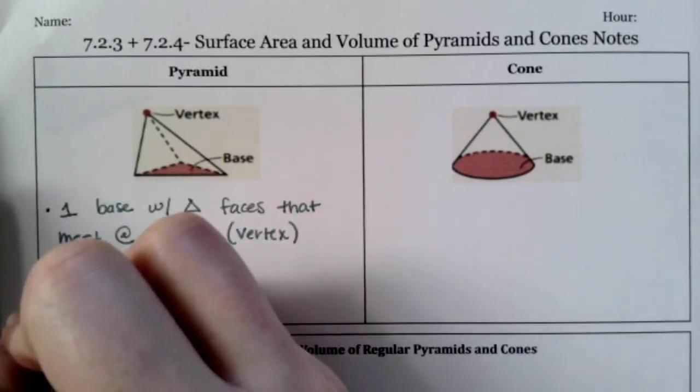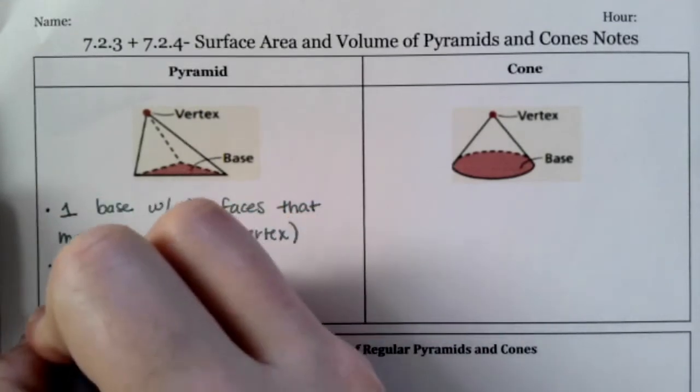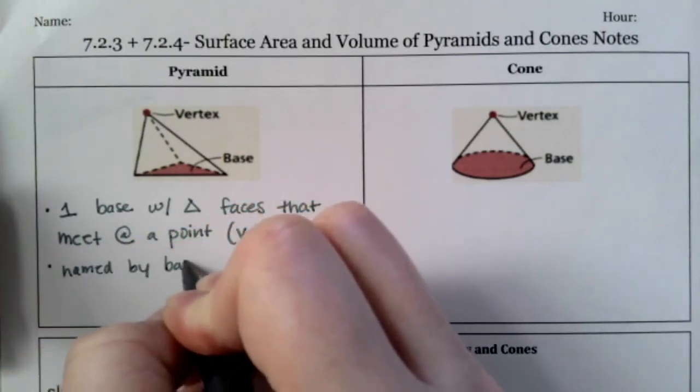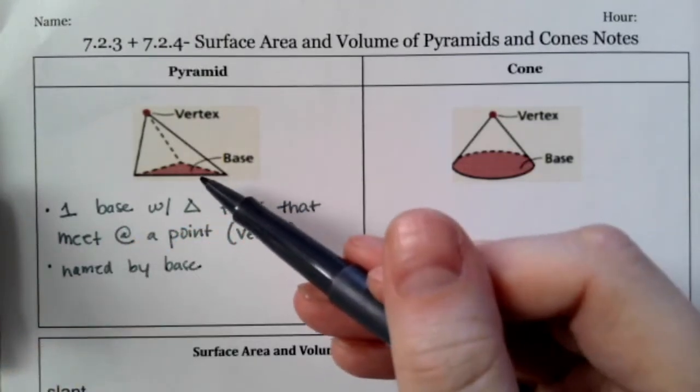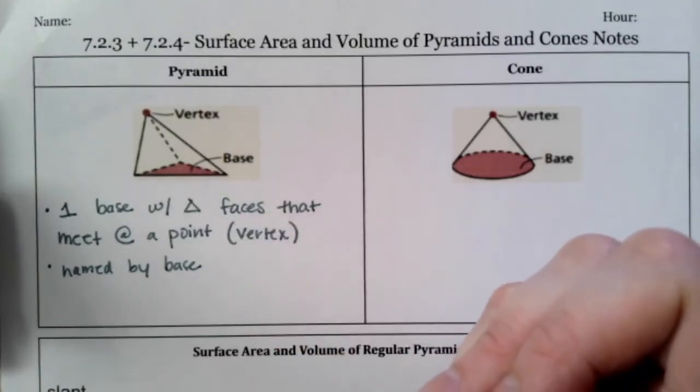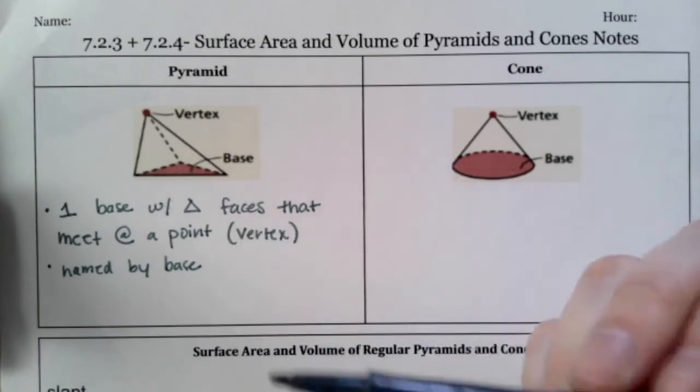And just like with prisms, pyramids are also named by their base. This one is a triangular pyramid because the base is a triangle. You could have a square pyramid, which are very common. You could have a hexagonal pyramid. Whatever the base is, that's how you name it.